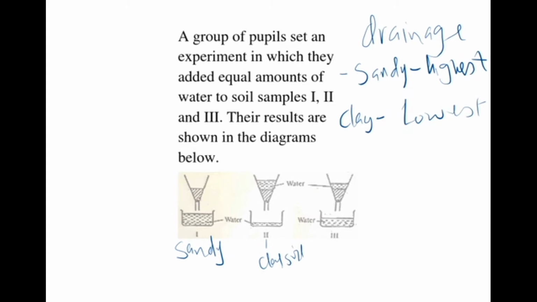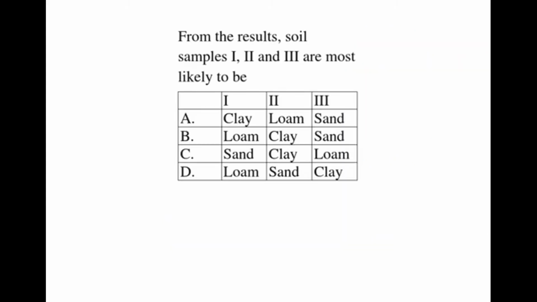Then we have loam soil, which has a medium drainage, since it's a mixture of sand and clay, so it allowed medium amount of water to pass through. So 3 was loam. Therefore, looking at the answers, we have sand, clay, and loam. That is C.